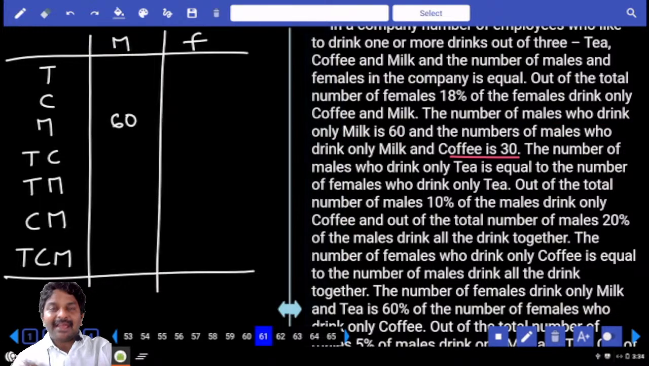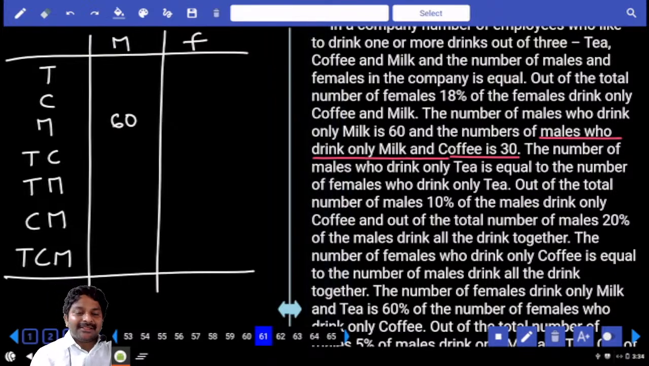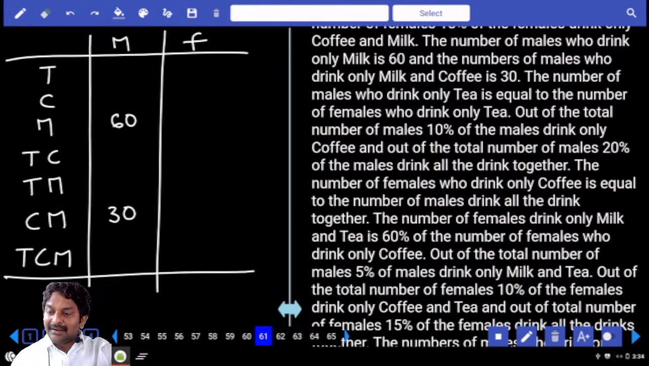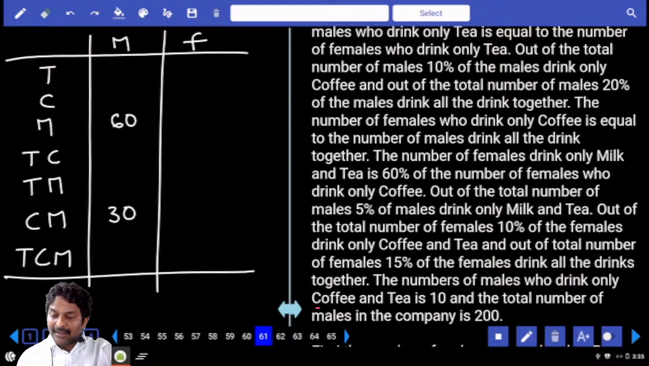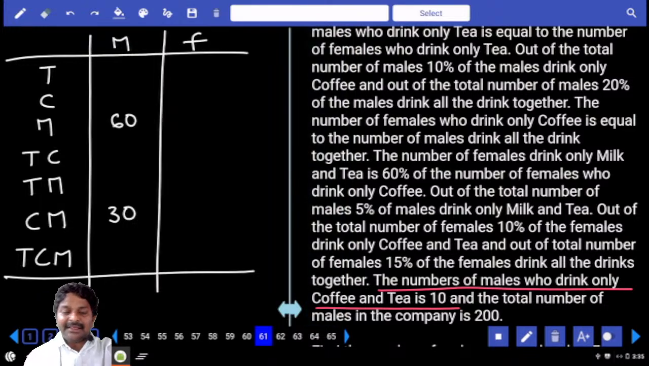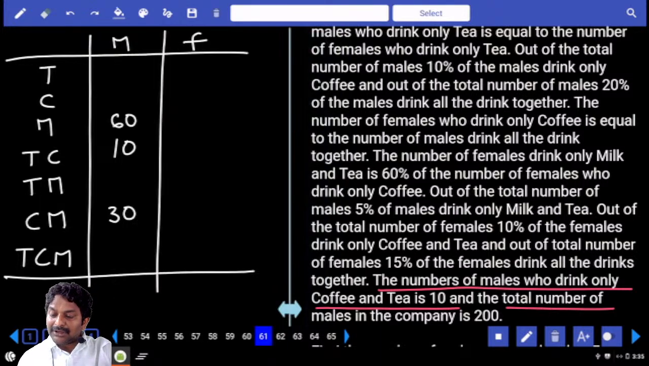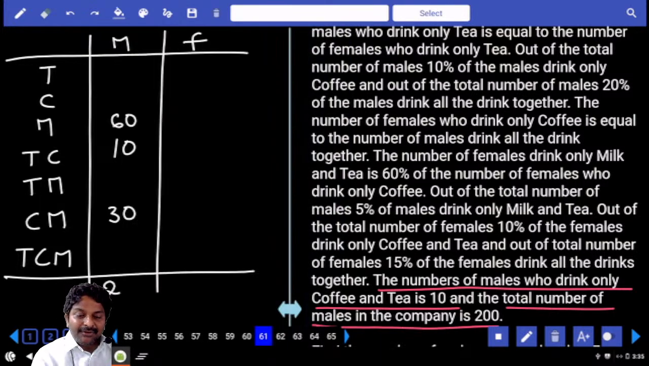Next, immediately I have another number 30. Male who drink only milk and coffee, 30. Then I don't see any numbers here. Only percentages are there. And here I see a number 10. Number of male who drink only coffee and tea is 10. Total number of male in the company is 200. If total male are 200, total female also must be 200, because they said both are equal.